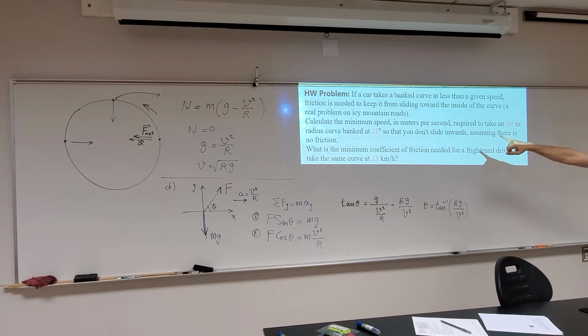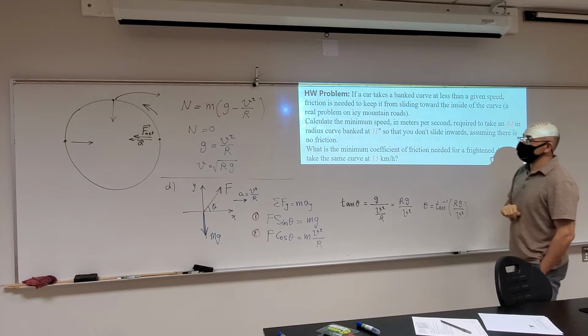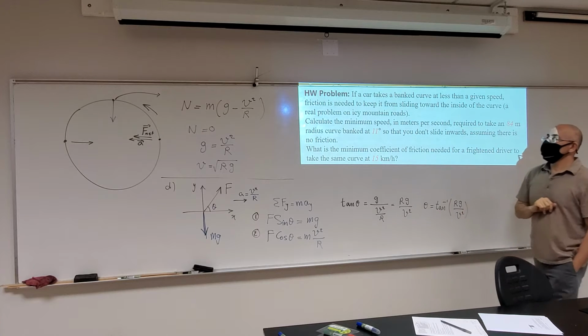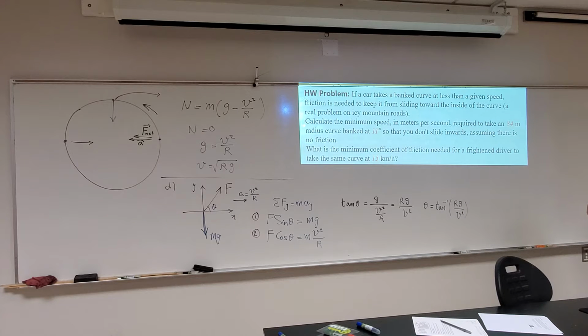Calculate the minimum speed in meters per second required to take an 84-meter radius curve banked at 11 degrees so that you don't slide inward, assuming there is no friction. So if you don't have any friction, you want to see at what speed you need to go when it is banked at 11 degrees.